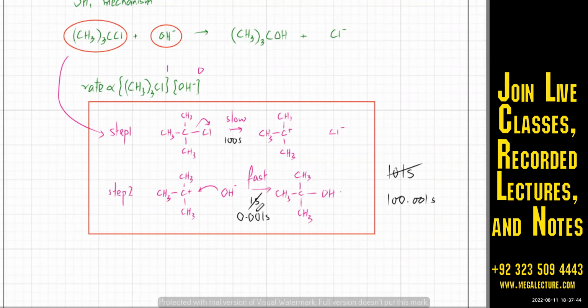But everyone, is this idea clear that the rate of the reaction isn't really dependent on the fast step? No matter how fast you make the step, the overall time that the reaction will take, there will hardly be any change in that. Okay, is that part clear?